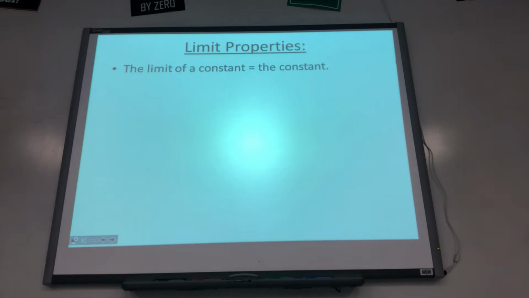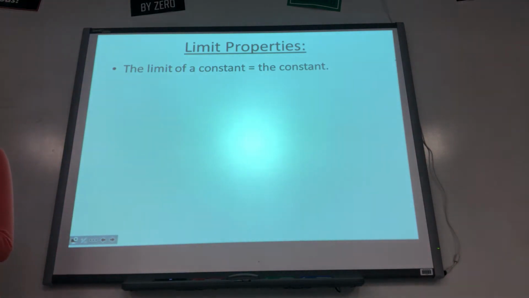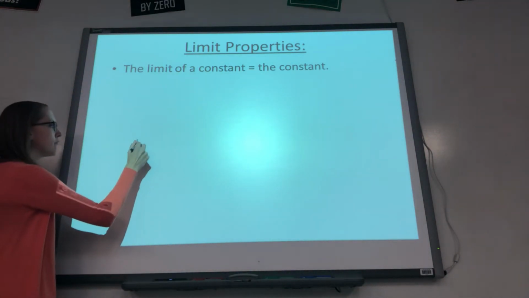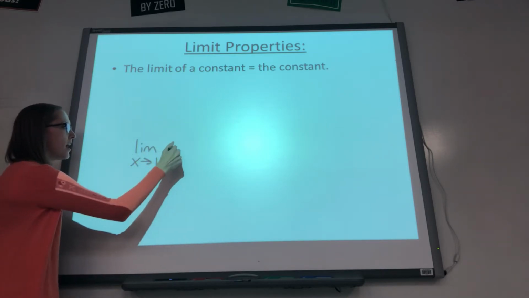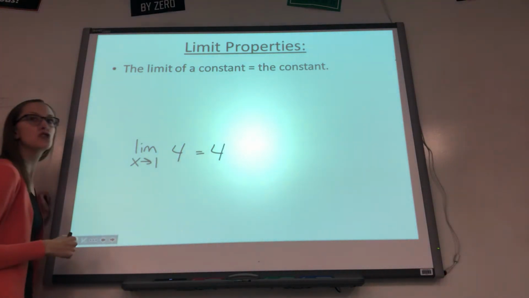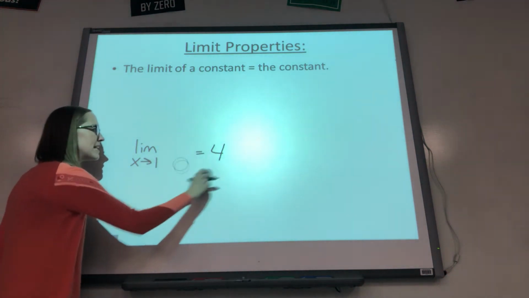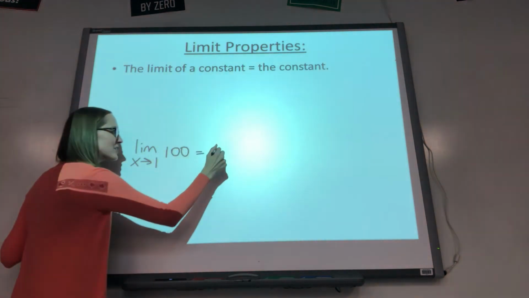I'm going to start with this. This is nice to know. The limit of a constant equals the constant. If you were trying to find the limit as x approaches 1 of 4, I don't even care what I'm approaching, the answer is just going to be 4. Or if you were finding the limit as x approached 1 of 100, then the answer to that would just be 100.